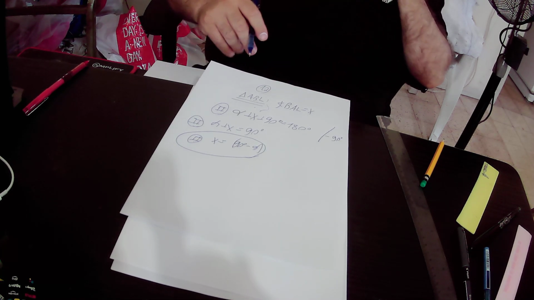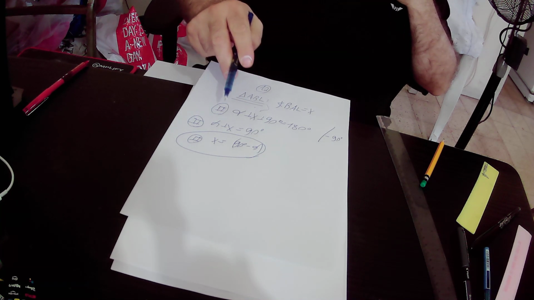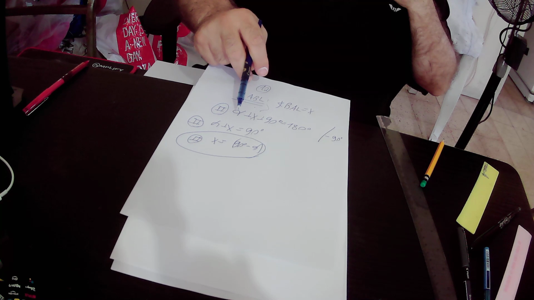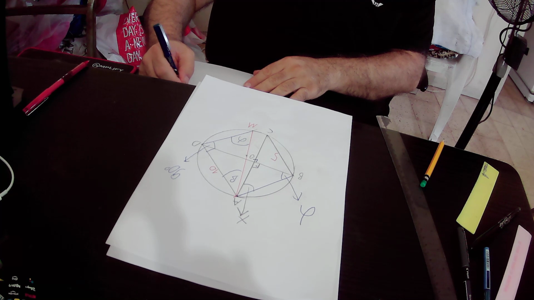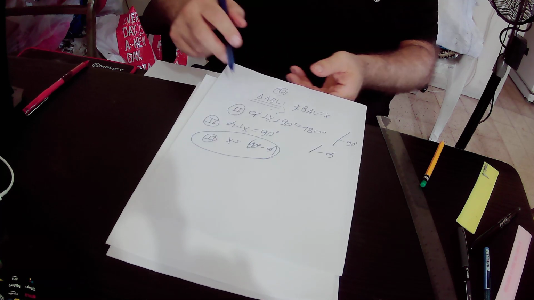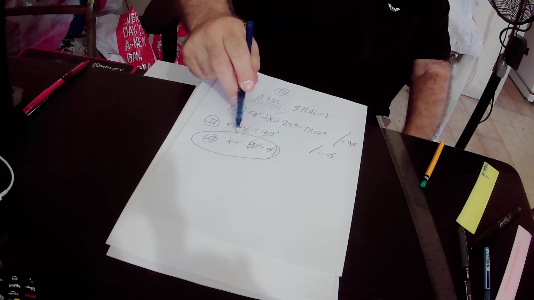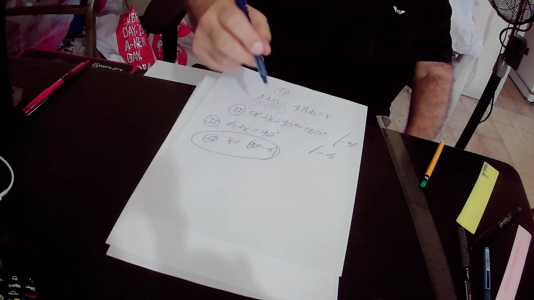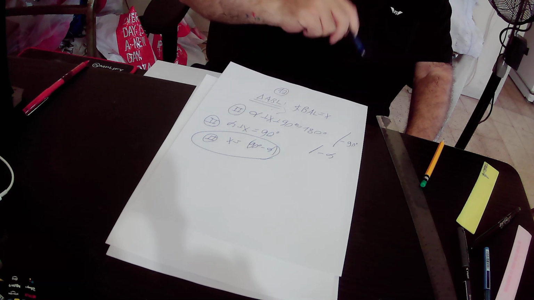So we subtracted alpha from equation number 2. Alpha plus x minus alpha equals x, and 90 degrees minus alpha equals 90 degrees minus alpha. So the second equation states that x equals 90 degrees minus alpha.